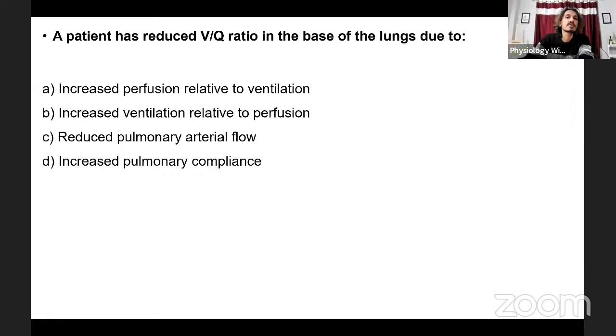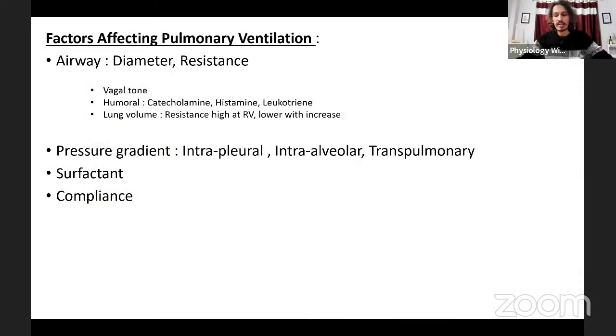A patient has reduced ventilation perfusion ratio in the base of the lungs. This is also pretty simple. The perfusion is much higher relative to ventilation. That is why it's 0.6. So definitely perfusion is higher than your ventilation over there. So those are certain things that we need to talk about regarding the ventilation perfusion ratio.